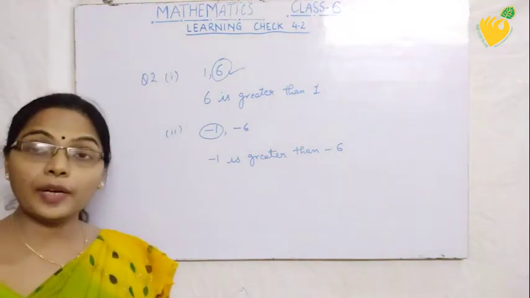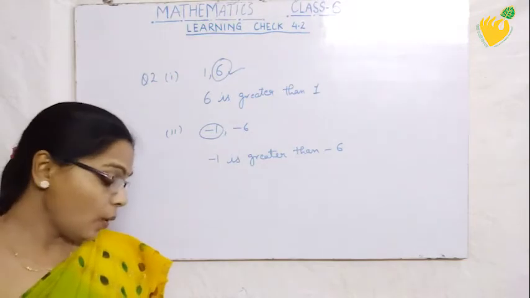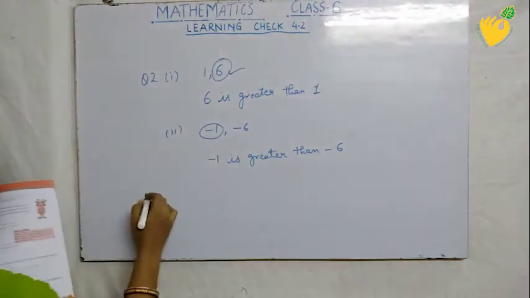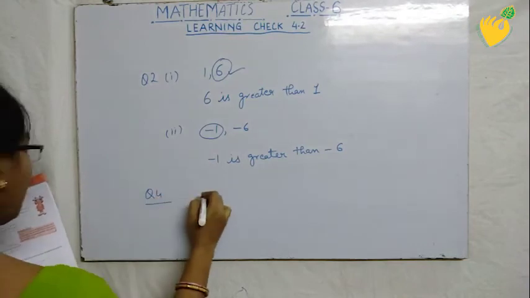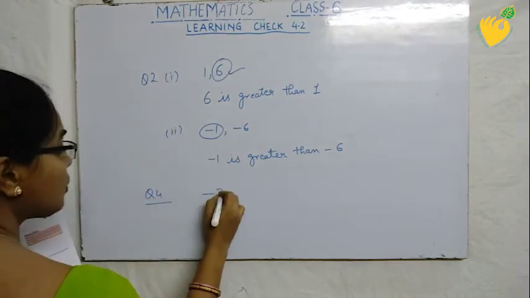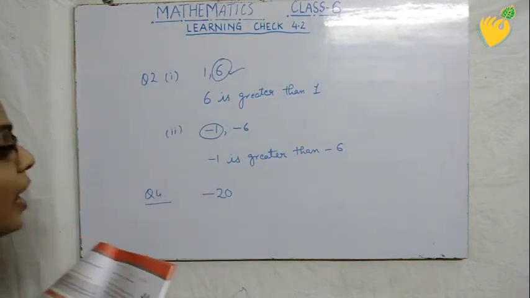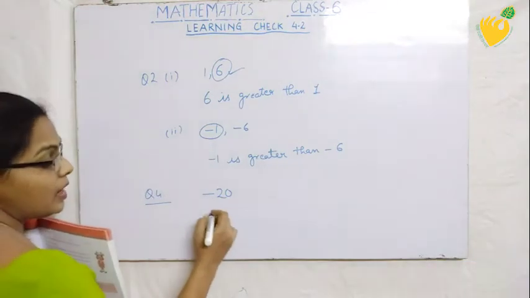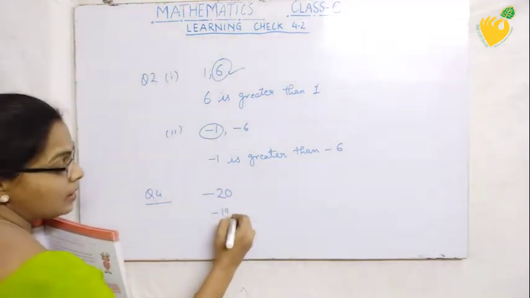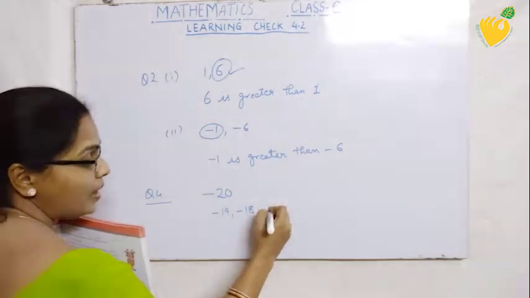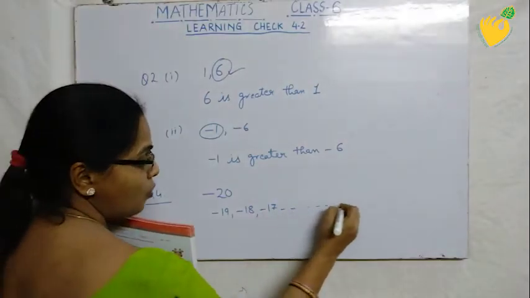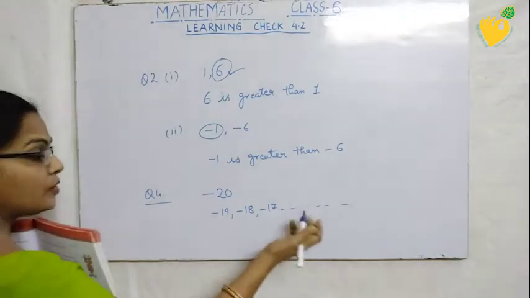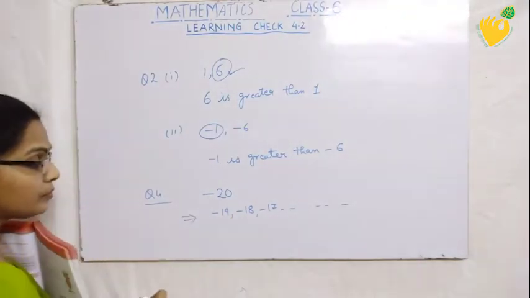Now see question number 3. Using a number line, you have to compare the numbers. You can do it. Question number 4. Write 4 negative integers greater than -20. Greater than -20 are, students, -19, -18, -17 and so on, towards the right hand side.